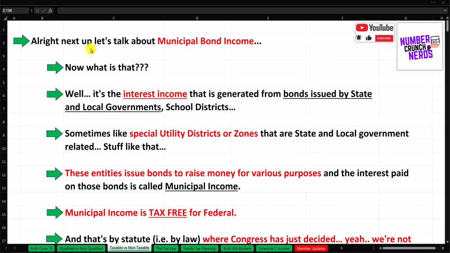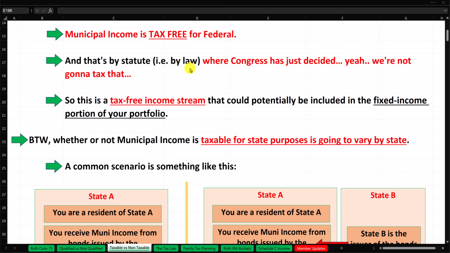All right, next up, let's talk about municipal bond income. Now, what is that? Well, it's the interest income that is generated from bonds issued by state and local governments, school districts, sometimes like special utility districts or zones that are state and local government related, stuff like that. These entities issue bonds to raise money for various purposes, and the interest paid on those bonds is called municipal income.